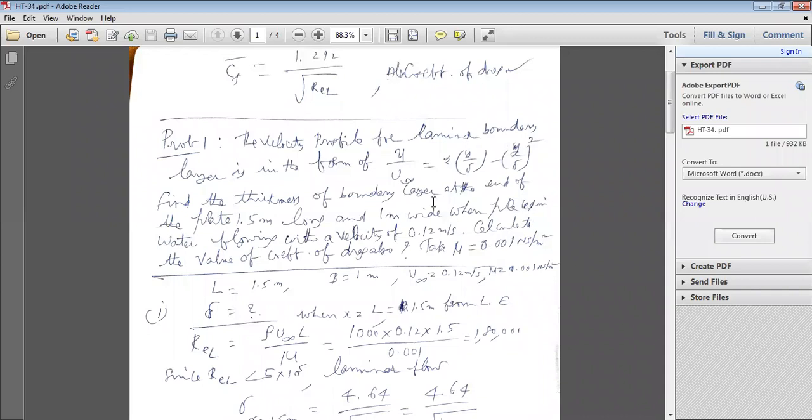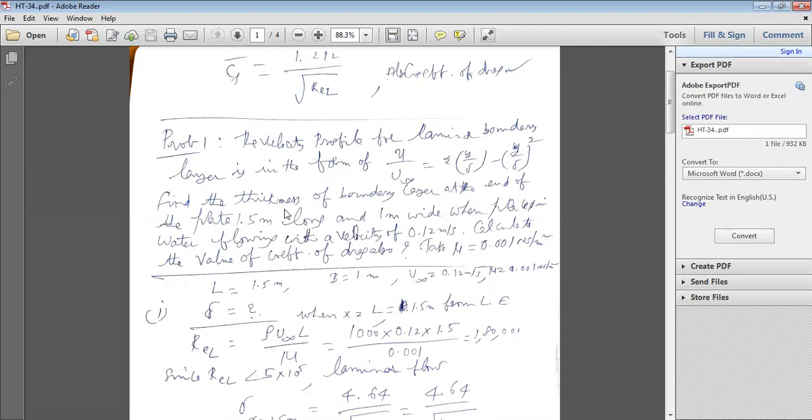Find the thickness of the boundary layer at the end of the plate. Here, a flat plate, x is equal to 0 to x is equal to L, the length of the plate is 1.5 meters, and the width B is 1 meter, when placed in water.